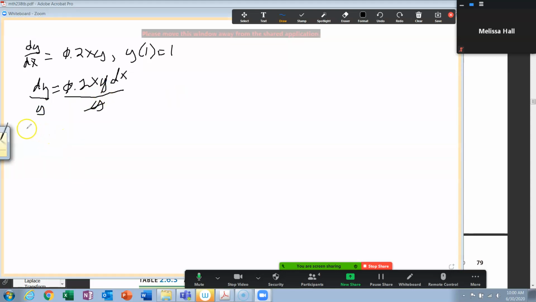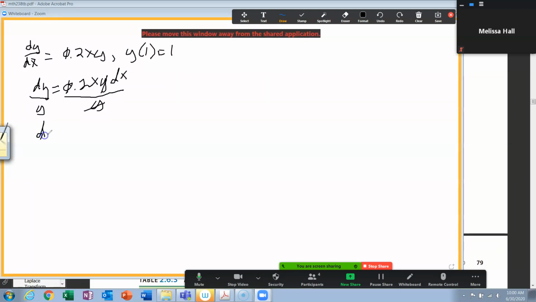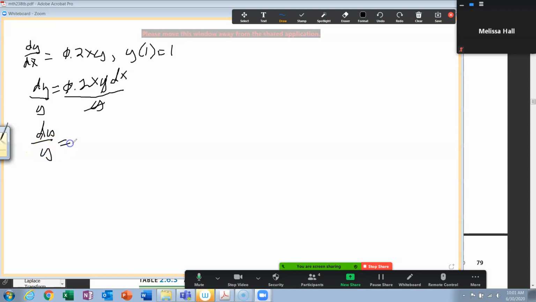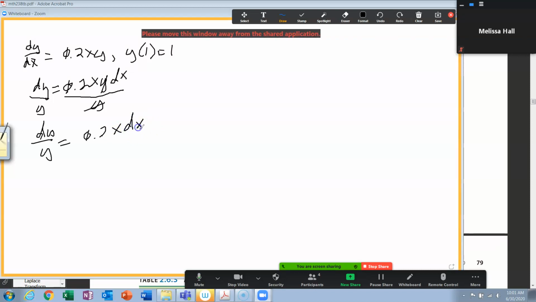Okay, so now our differential equation is dy over y. Let's go back and see if I can get it right again. dy over y, that's an ugly y, is equal to 0.2 x dx. See, sometimes it'll write, sometimes it won't. Okay, I'm still learning it. Okay, what do we do at this point?